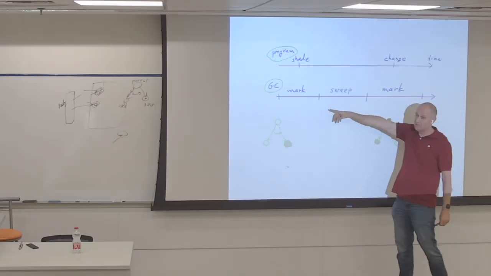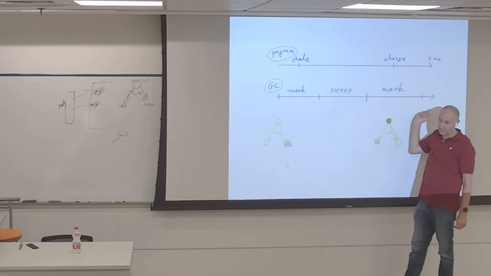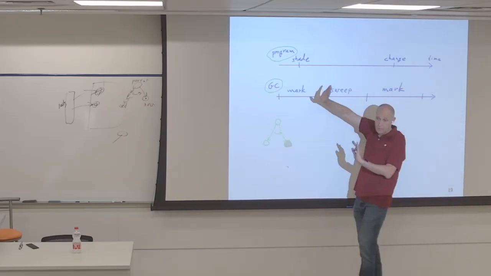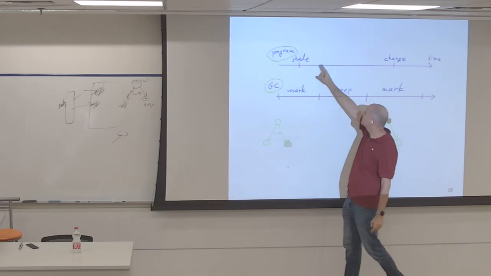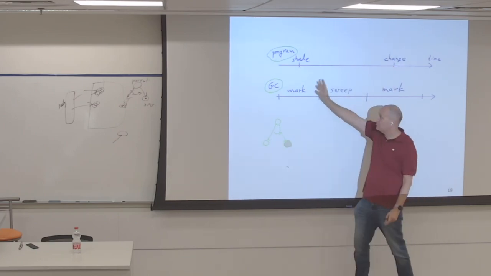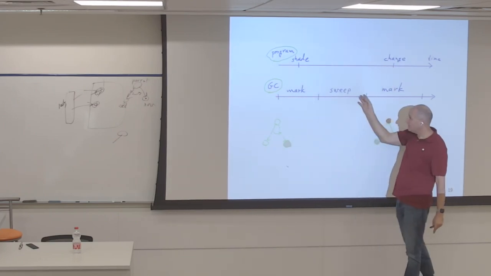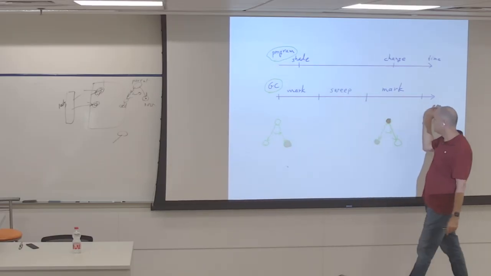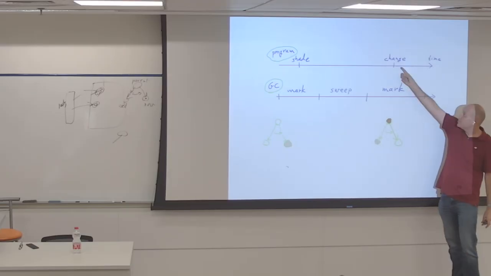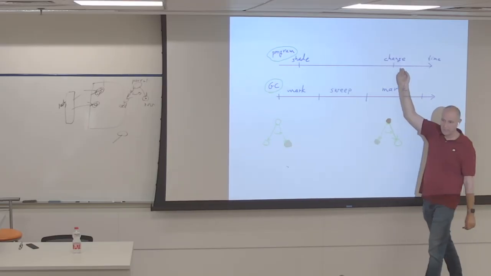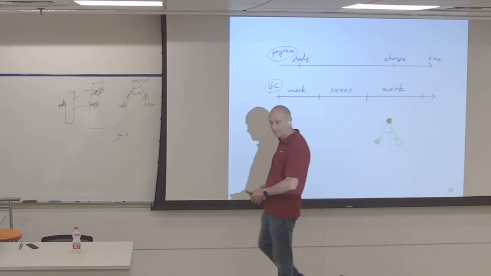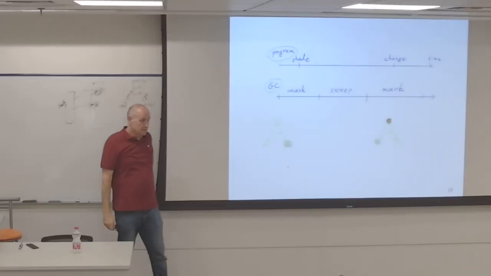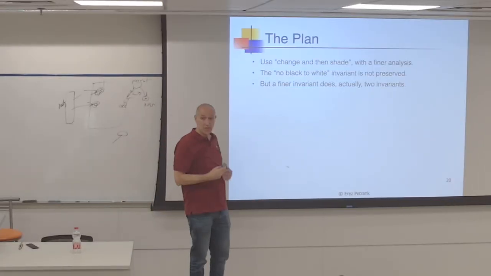The collector will happen concurrently. Okay, the program just does this. It wants to change an edge, it shades, and then it changes. The problem is that the collector runs a sweep, which just erases this. And then during the next mark, the change takes place without any shading, and then it's doomed. Okay? Okay, so what are we going to do?